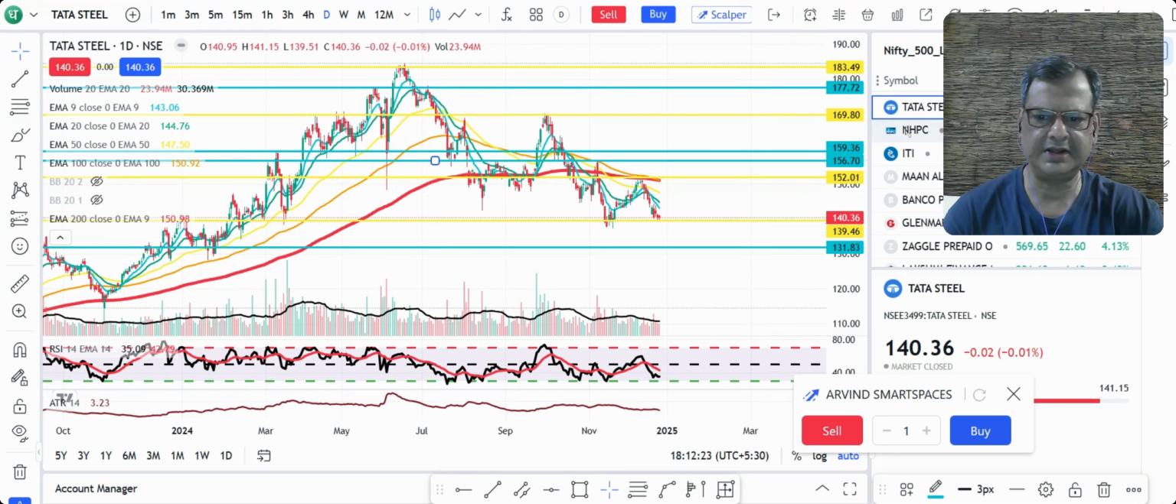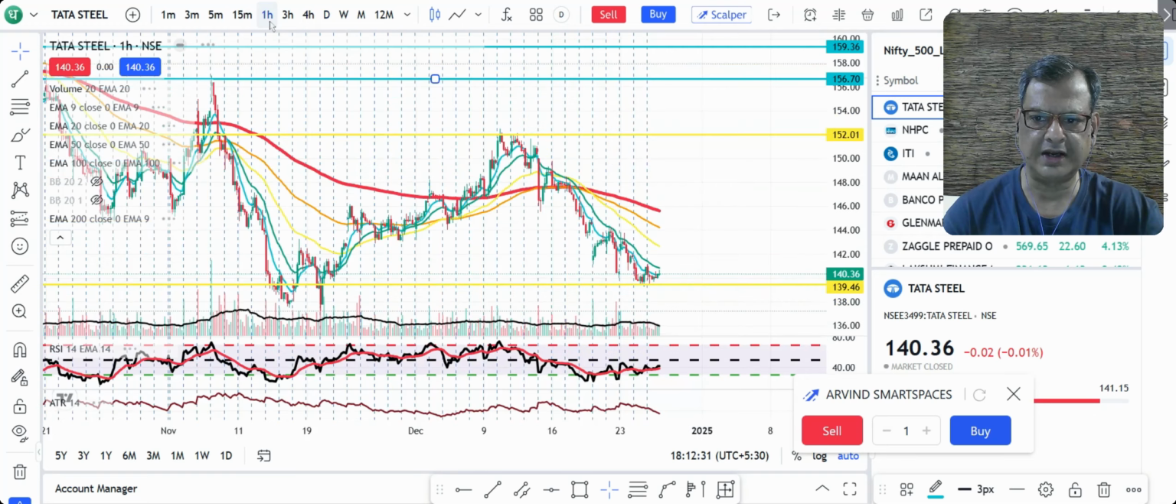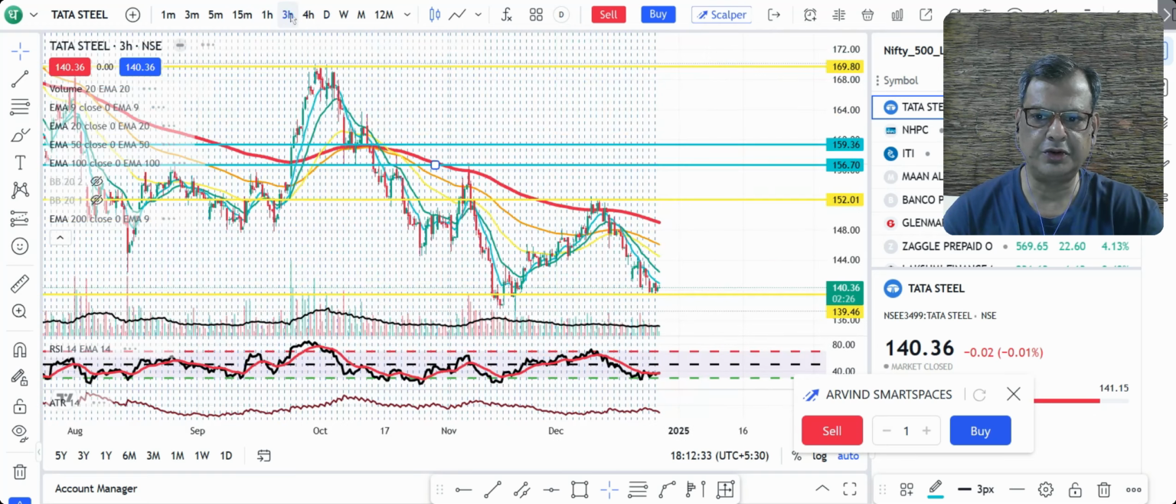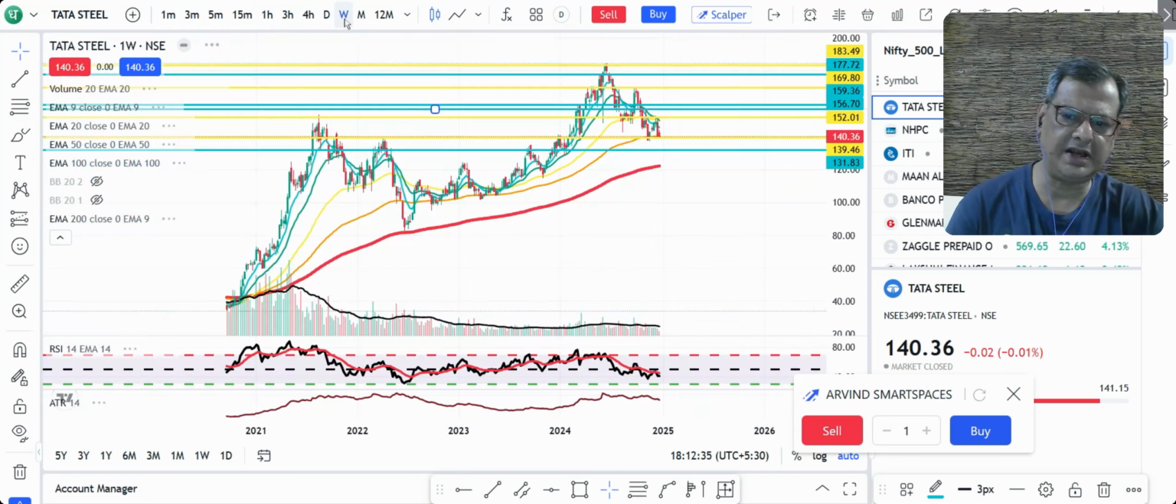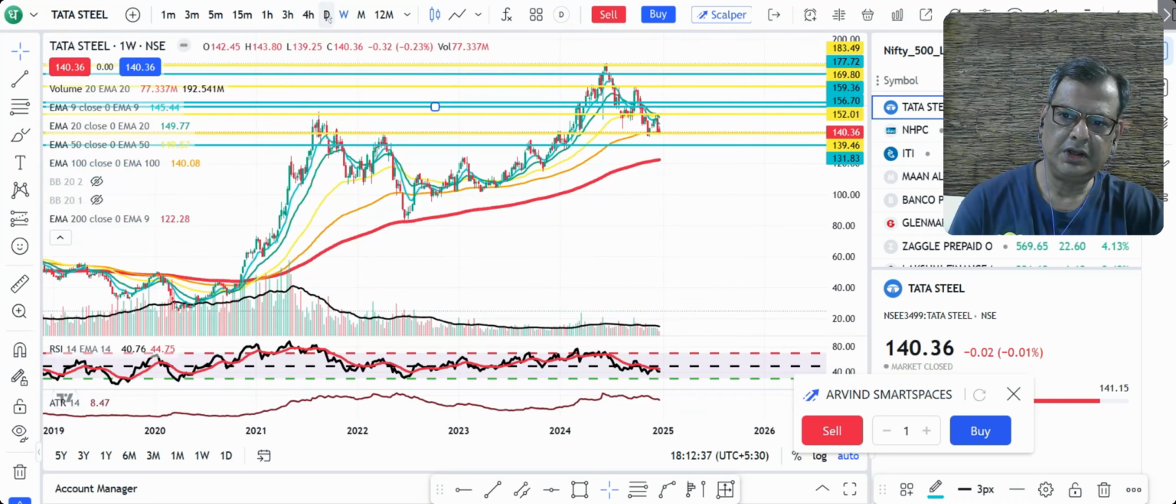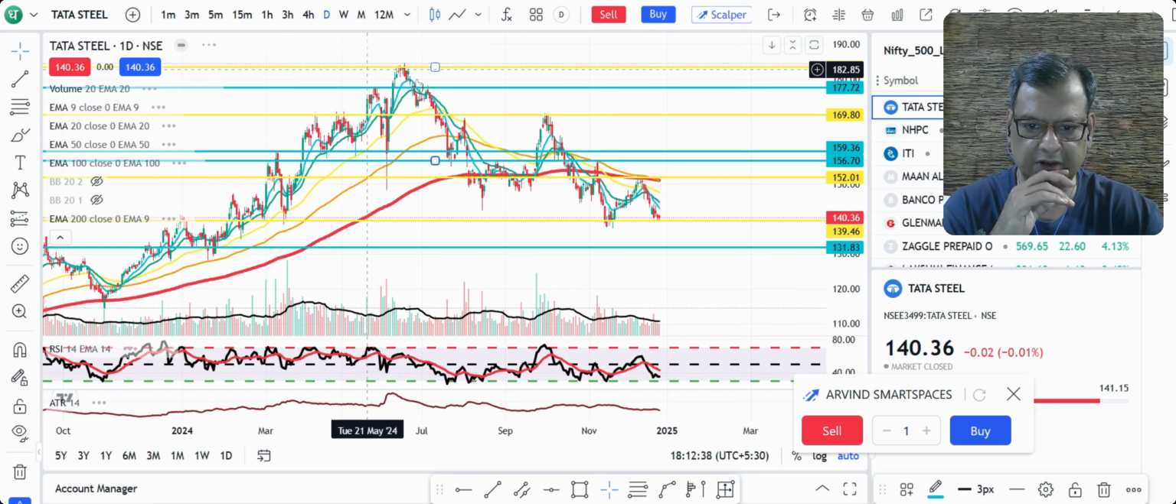So let's look at some other chart. I have explained how to draw support and resistance. I've shown you how you can do it here on the daily. You can do it also on the hourly, and you can also do it on the 3 hourly. You can do it on the weekly as well. Again, up to you on how many you plan to do.